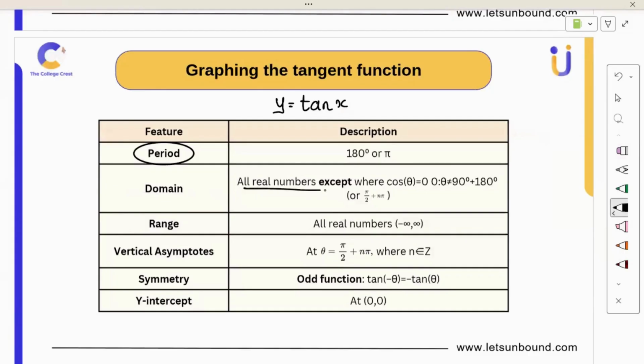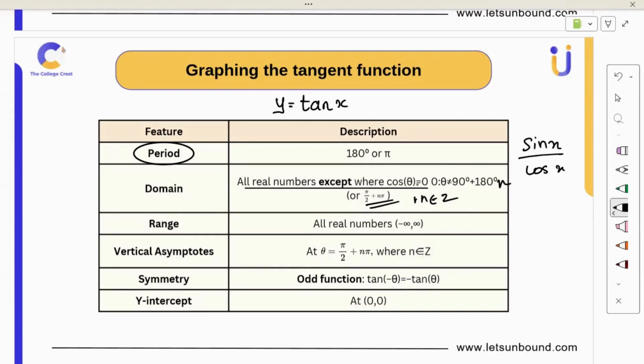Domain is all real numbers, except where cos theta is 0. Because tan is a ratio of two functions, sin x over cos x, the denominator cannot be 0. The denominator is cos, and it can be 0 at some points, so we have to neglect those points. So the domain has a restriction: all real numbers except where cos theta is 0, that is 90 plus 180 times n, or pi by 2 plus n pi, where n is any integer. And the range is all real numbers. There is no restriction on its output values.